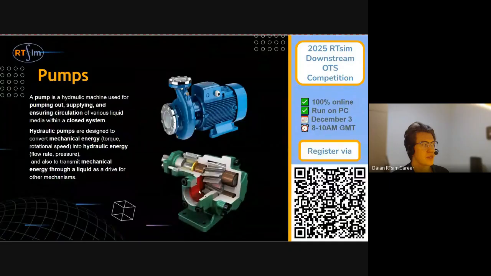So let me give you some theory about pumps. A pump is a hydraulic machine used for pumping out, supplying, and ensuring circulation of various liquid media within a closed system. Hydraulic pumps are designed to convert mechanical energy into hydraulic energy and create flow rate and pressure, and also to transfer mechanical energy through a liquid as a drive for other mechanisms.